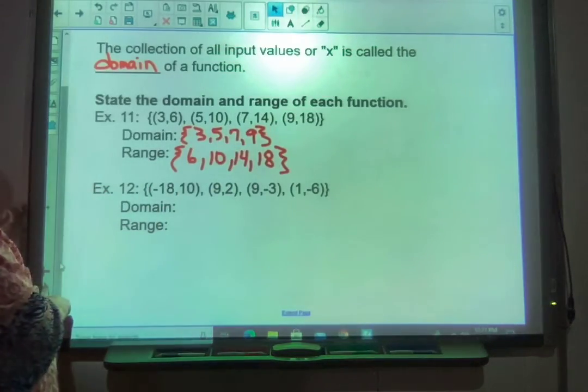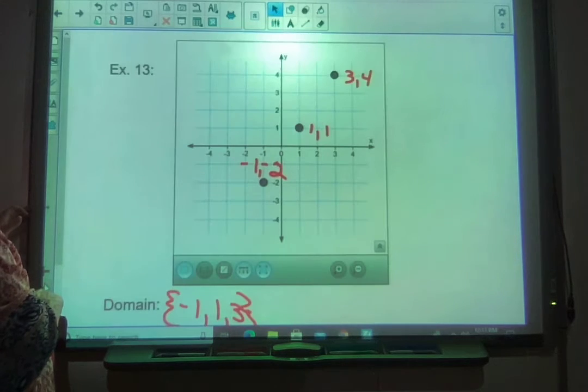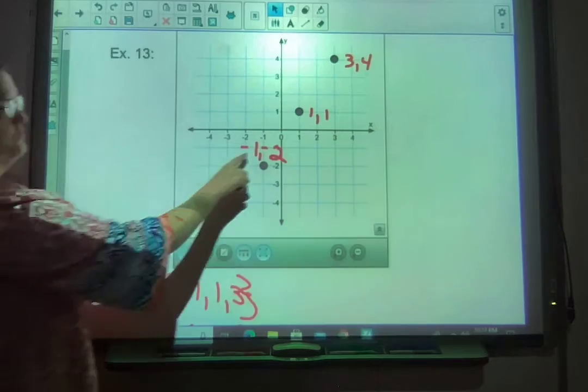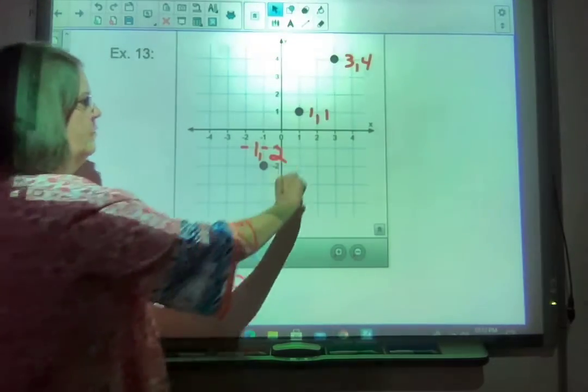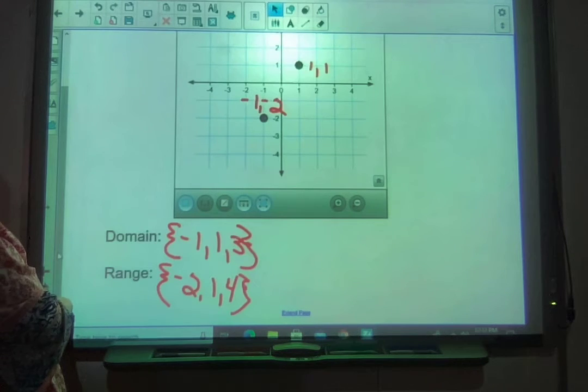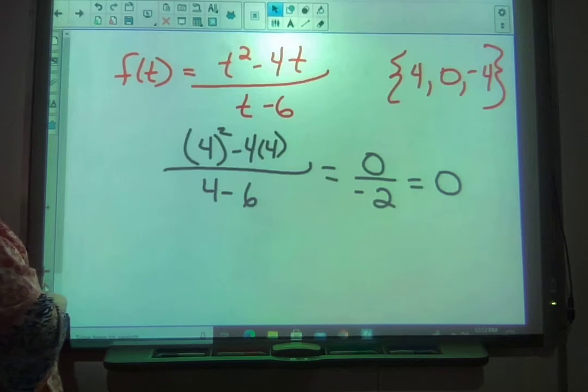And that's simple enough. All right, and then looking at this, it's a graph. Just name the points and then list your domain and your range from the points you've collected. All right, that is it.